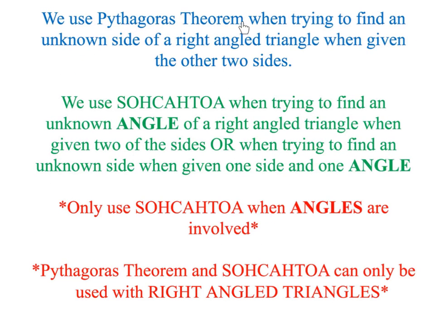We use Pythagoras' theorem when trying to find an unknown side of a right angle triangle when given the other two sides. We use SOHCAHTOA when trying to find an unknown angle of a right angle triangle when given two of the sides, or when trying to find an unknown side when given one side and one angle. So to summarize, we only use SOHCAHTOA when angles are involved. Pythagoras' theorem and SOHCAHTOA can only be used with right angle triangles. So in the next video I'll show some examples of SOHCAHTOA.